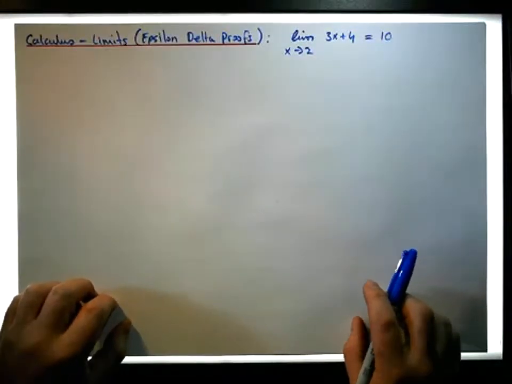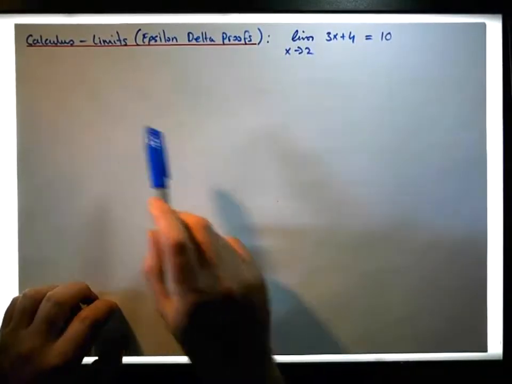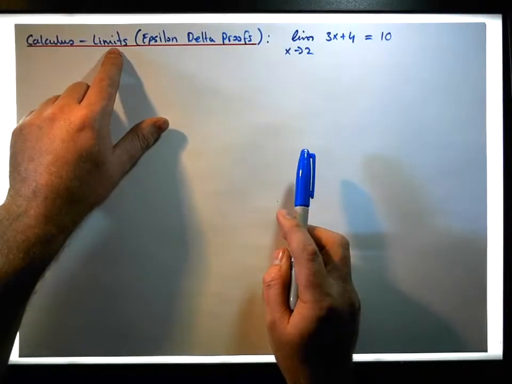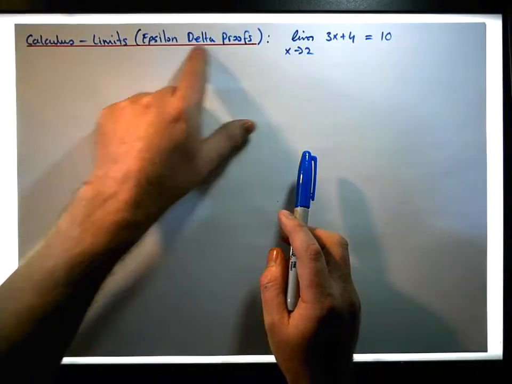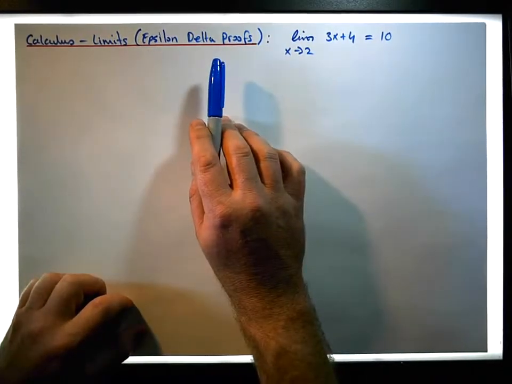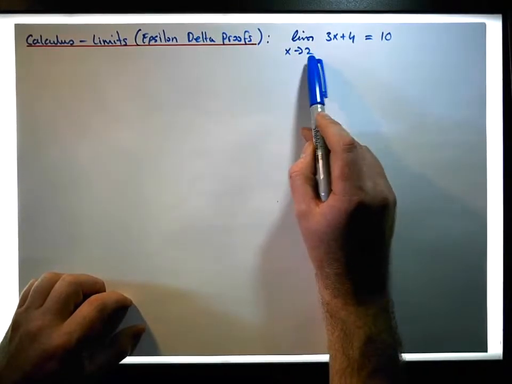Hi guys, this is Jonathan Lambert with Maths and Stats, and in this video, another video in our series of videos dealing with calculus and specifically concentrating on limits, and in particular epsilon-delta proofs, I'm going to present an epsilon-delta proof that shows that the limit of 3x plus 4 as x tends to 2 is equal to 10.